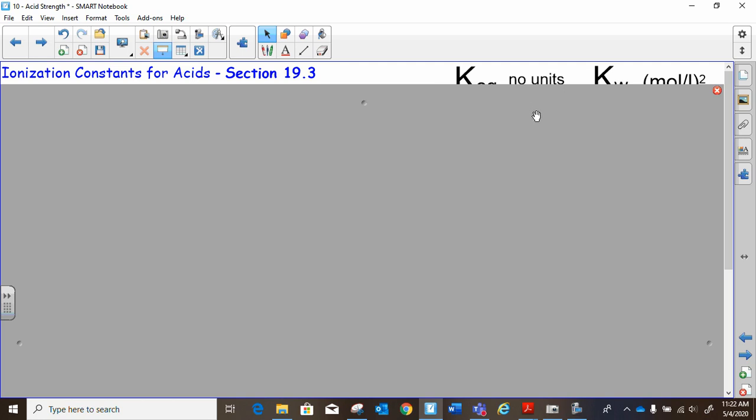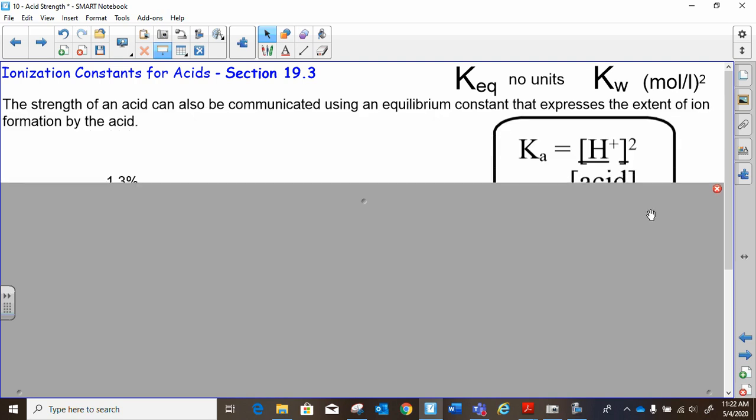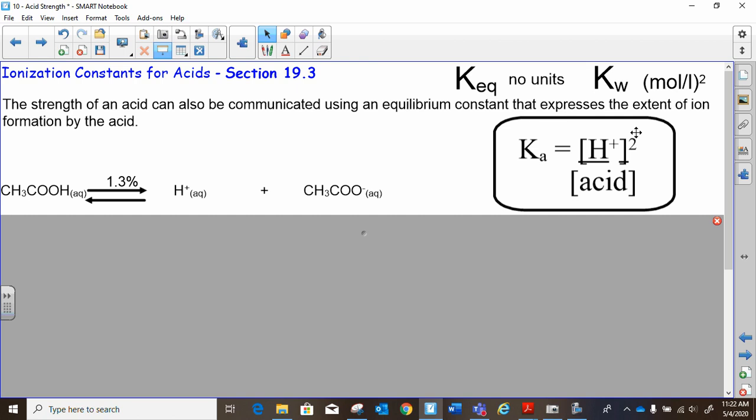So we have Keq, which is an equilibrium constant. It has no units. We have Kw, the equilibrium constant for water, which has units of moles per liter squared. And now today, May 4th, may the force be with you, of course, I couldn't let that go. We're going to talk about Ka. So on your green piece of paper, please write down that formula.